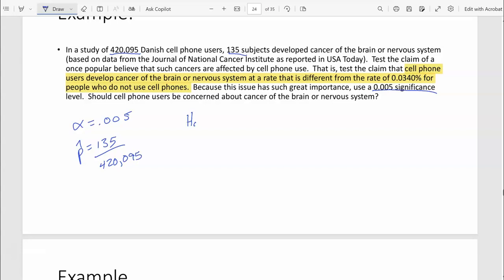H naught. Remember, we're turning this into a decimal, so we're going to move that decimal 2 places to the left. We're saying different from, which means not equal to.